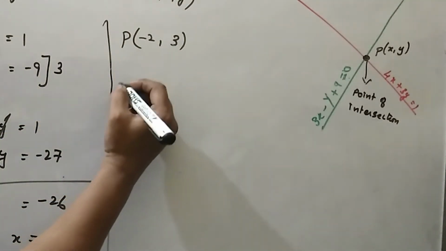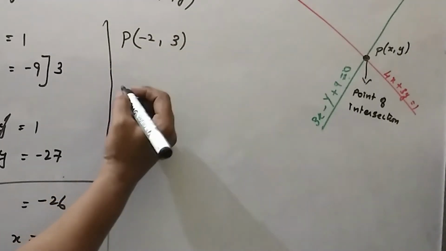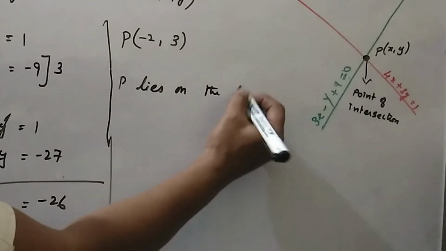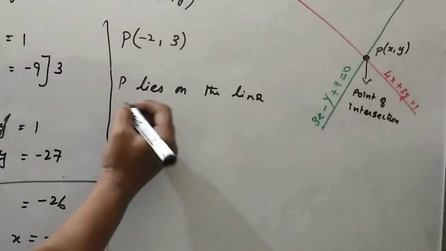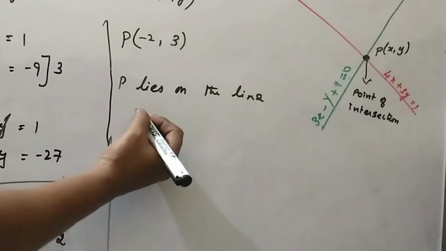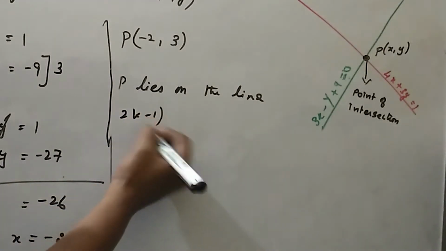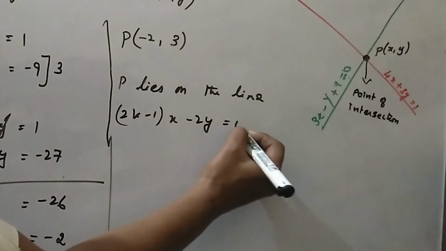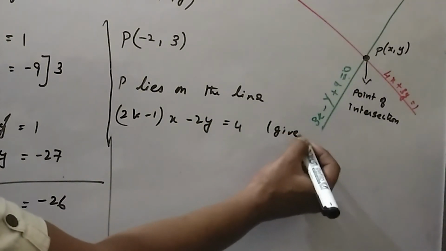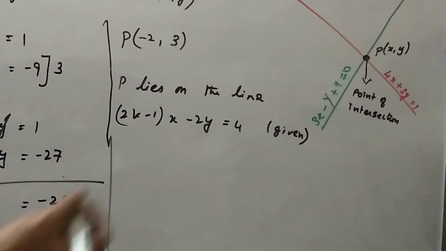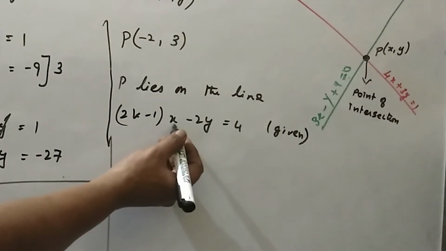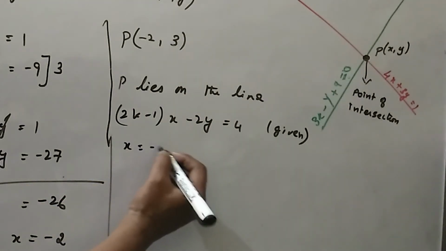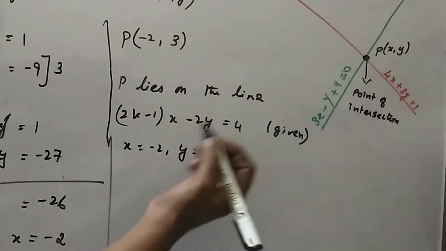Now, second one. P lies on the line (2k minus 1)x minus 2y is equal to 4. It is given. Okay, they said P lies on the line (2k minus 1)x minus 2y is equal to 4. Then take x is equal to minus 2 and y is equal to 3.